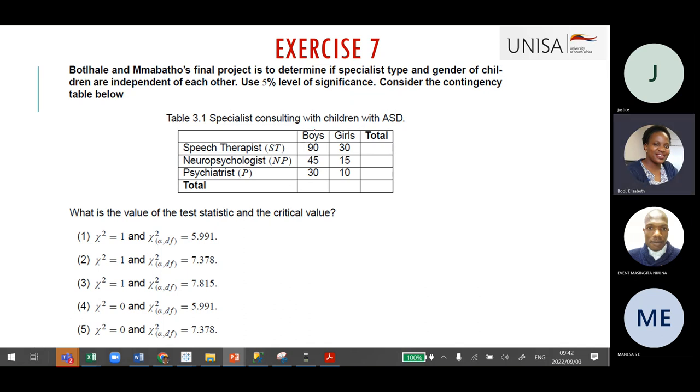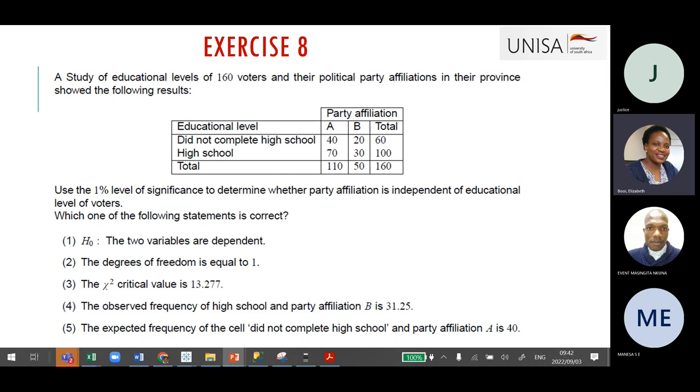This is a 3x2. You should calculate your chi-squared test because they ask you to calculate the test statistic. So this is the test statistic, and this is your critical value. You just need to do that to answer this question. The second last question, they also gave you a 2x2 table. Answer the question. They look almost exactly the same. You can't go wrong with this.